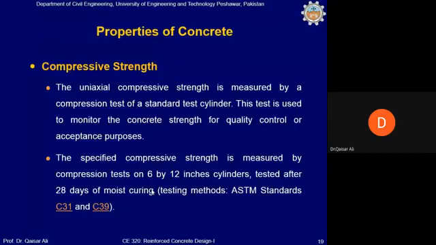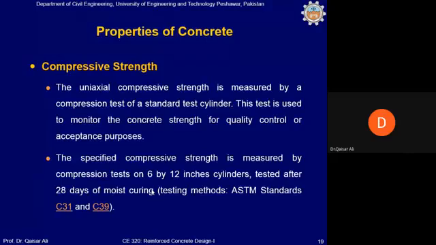However, if the cylinder strength is less than the specified strength, which has been specified for the concrete in the project, then we will say that concrete has failed, and it has not achieved its compressive strength. So in this manner, you can check the quality of concrete at a site.